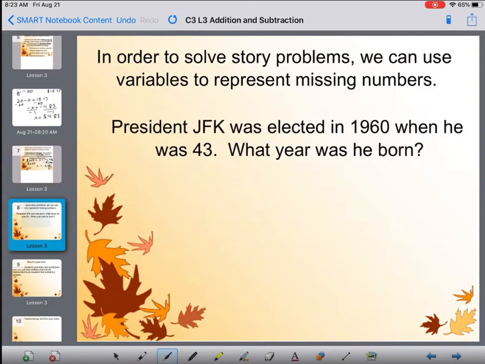All right, let's look at another story problem. JFK was elected in 1960 when he was 43. So what year was he born? So we can say x plus 43 equals 1960.